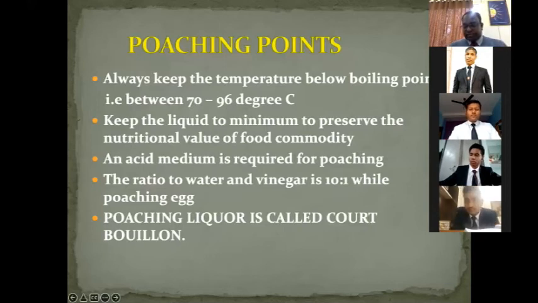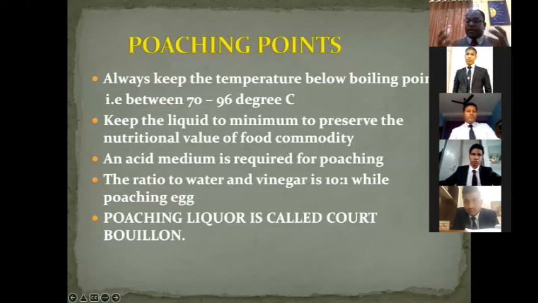Now poaching liquor, the liquor which is used for poaching. Generally if I'm poaching a fish, I add vinegar or lemon juice. Sometimes people also add wine into poaching liquor. Wine is also acidic. They poach in wine also, a liquor with water, wine and vinegar. Then I add some bay leaves, spices, peppercorn, and a little bit of salt. All these things go in when I'm poaching a fish.